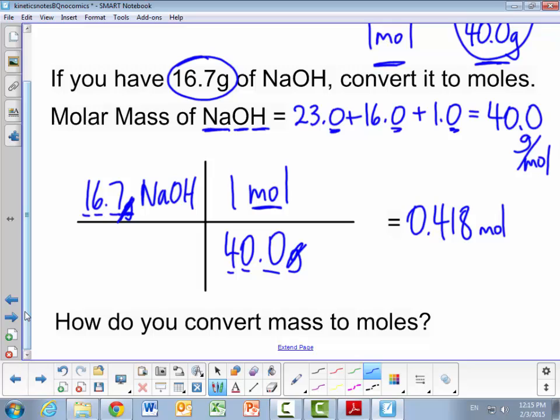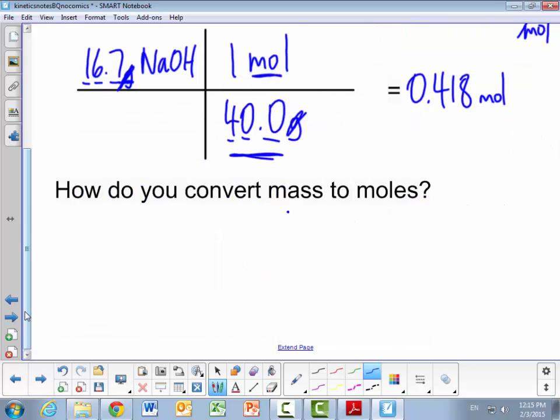So on the bottom where it says, how do you convert mass to moles? If we wanted to summarize this into one thing, we would say divide by the molar mass, because that's exactly what we did here. So let's write that into our notes. And we'll move on.